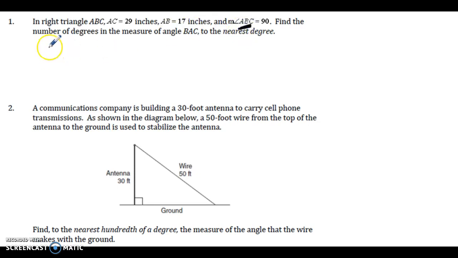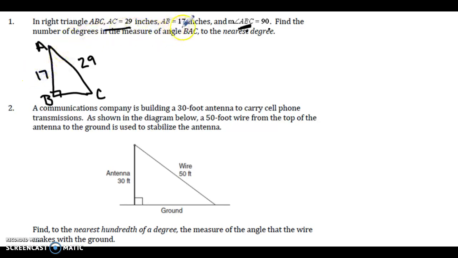And so I'm going to go ahead and draw a diagram so I can get an idea of what's going on here. So when I draw my diagram, I want my right angle at B, because ABC would be 90 degrees. And I'll just label that A and that C. And then AC is 29. And so I can see from my diagram that that's the hypotenuse. And then AB is 17.